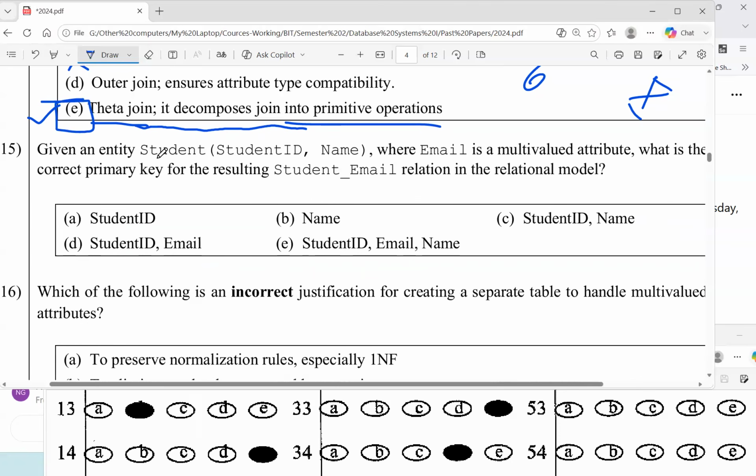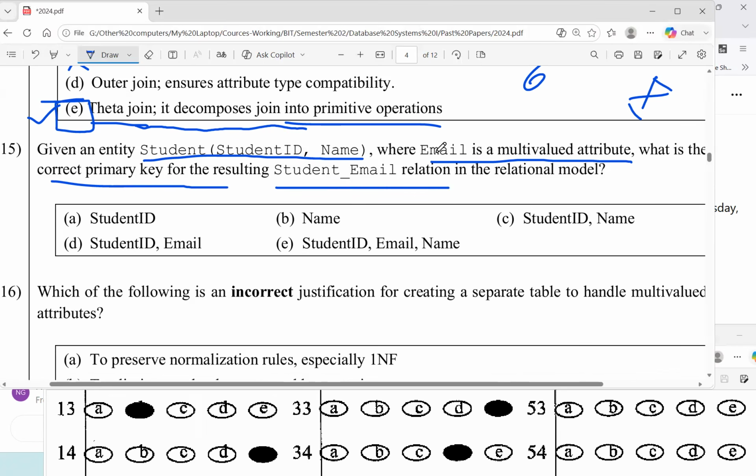Given an entity with student ID and name, where email is a multi-valued attribute. That means the student can have multiple emails. What is the correct primary key for the resulting student email relation?